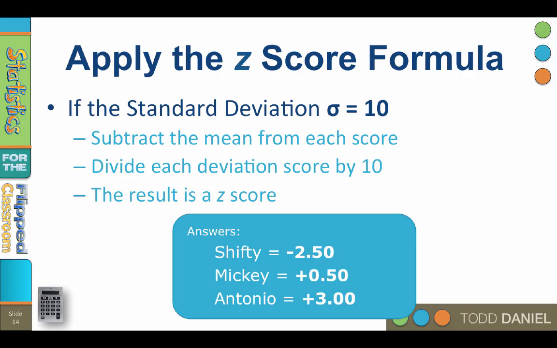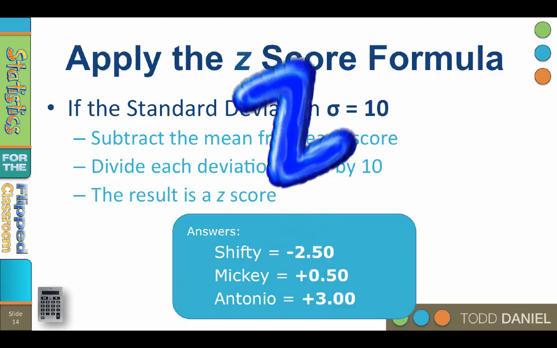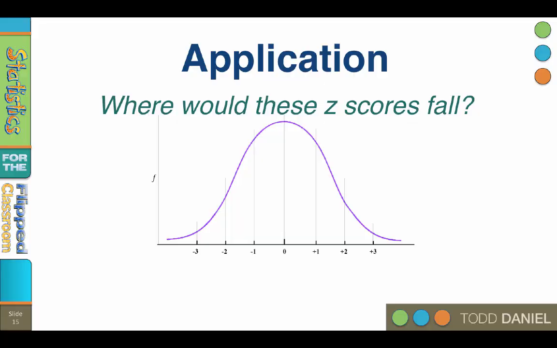3.00. We can now look at a normal curve to get a better picture of where each score falls relative to other scores. Using our normal distribution, we can see that Shifty is way down here. Mickey is near the middle, and Antonio is on the upper end of the bell curve. This gives us a pretty clear picture of where these guys fall relative to other men who took the test.